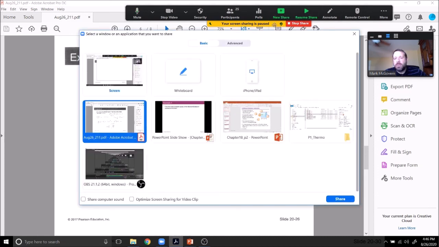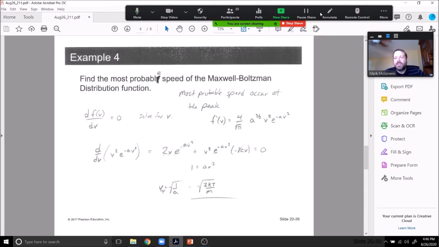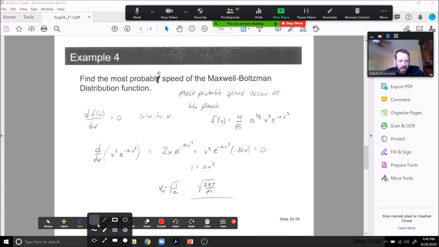Oh, what did I do? What did I do? I just destroyed my computer. No, I didn't destroy the computer. I just stopped the screen share. Okay, I thought my computer died for a minute.